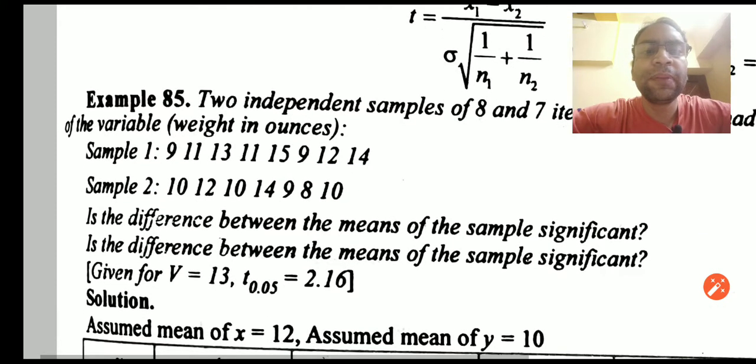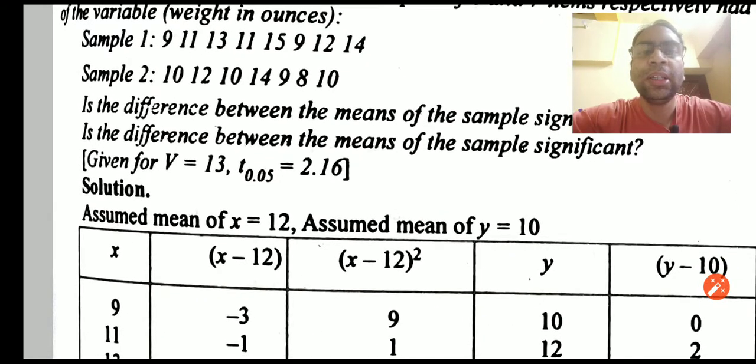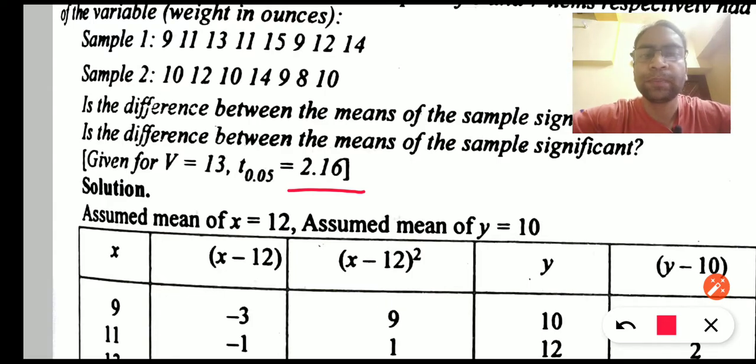Is the difference between the means of the sample significant? So we have asked whether the difference is significant. Given the values for v at 13, the t at 0.05 is 2.16. So at this confidence level, the standard value of t is given as 2.16.